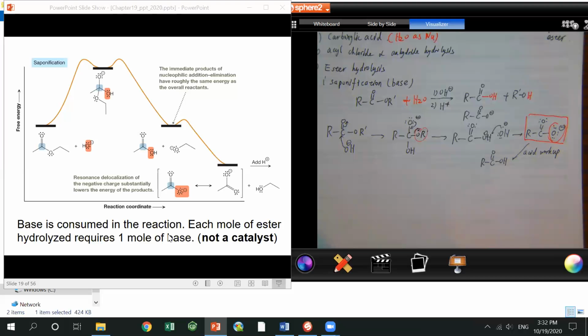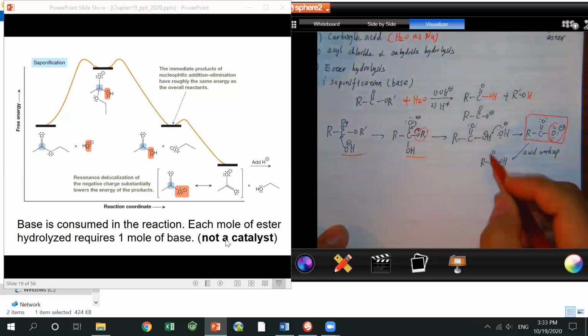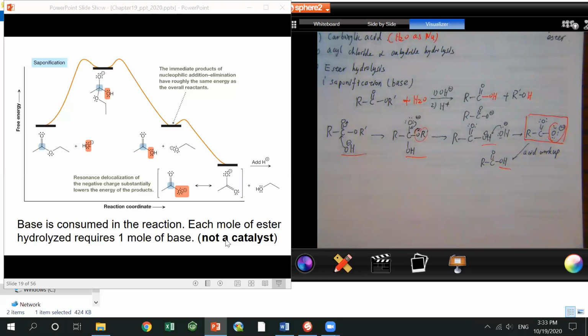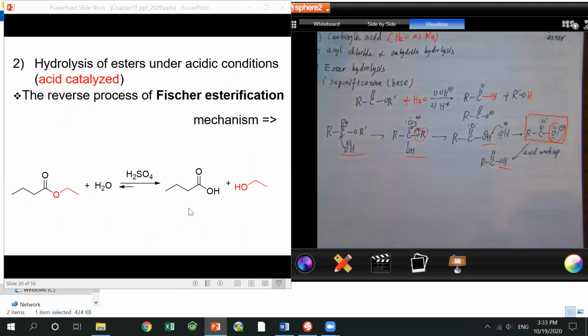Also, one thing you have to keep in mind for these reactions: the base is consumed during the whole reaction. Each mole of ester requires one mole of base to push the reaction. So the base is not a catalyst; it becomes part of the final product. That's why you cannot just use a catalytic amount of base. All right, that's the first way.